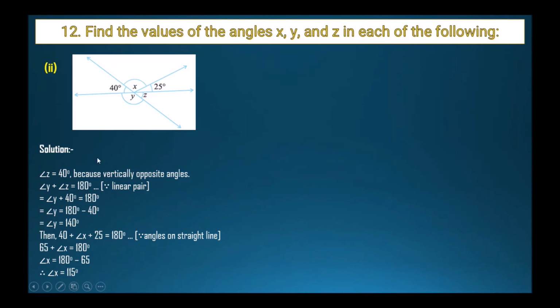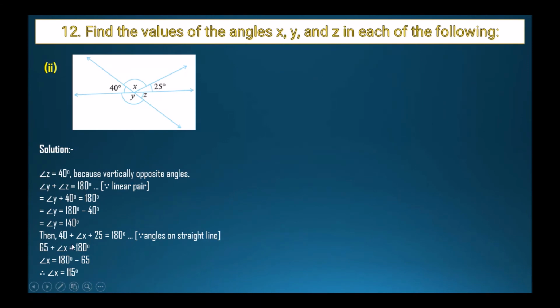Here z is 40 degree because of vertically opposite angle. Y plus z equals 180 degree because of linear pair. So y plus 40 degree equals 180 degree. So y equals 180 degree minus 40 degree. So y equals 140 degree.